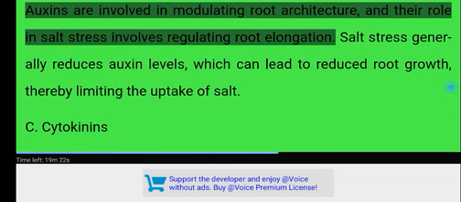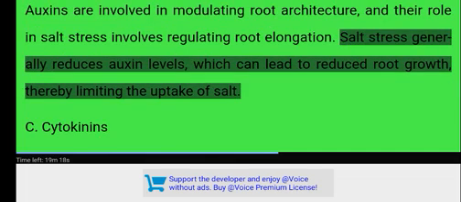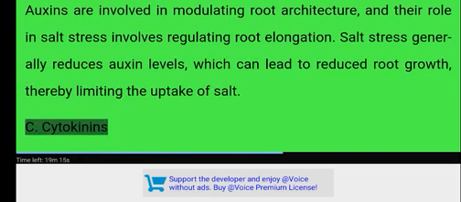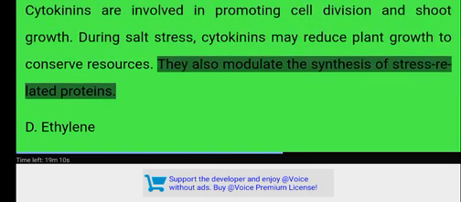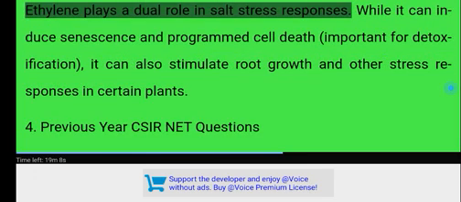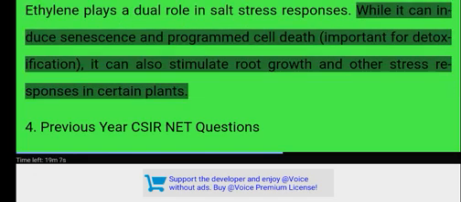B. Auxins. Auxins are involved in modulating root architecture, and their role in salt stress involves regulating root elongation. Salt stress generally reduces auxin levels, which can lead to reduced root growth, thereby limiting the uptake of salt. C. Cytokinins. Cytokinins are involved in promoting cell division and shoot growth. During salt stress, cytokinins may reduce plant growth to conserve resources. They also modulate the synthesis of stress-related proteins. D. Ethylene. Ethylene plays a dual role in salt stress responses. While it can induce senescence and programmed cell death important for detoxification, it can also stimulate root growth and other stress responses in certain plants.